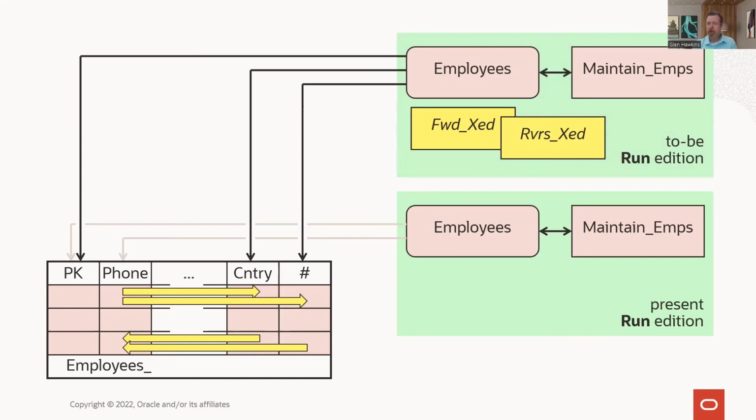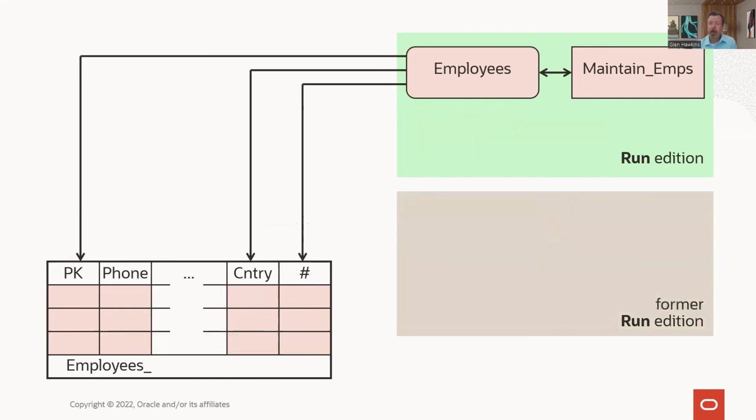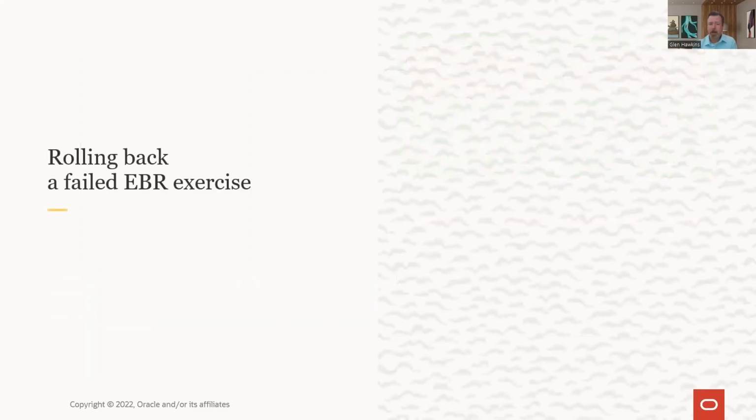This is the way it works in a nutshell, right? Our to-be run edition, our present run edition, everything's up and running. Eventually, if everything goes according to plan and we really like our upgraded version and we're comfortable with it, we can leave it running as long as we want in this manner, and then we can cut over eventually, and we can drop the old column. There we go, the phone number column is now defunct, nothing's being populated on it.